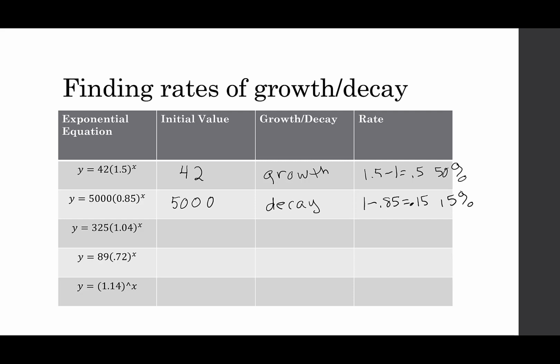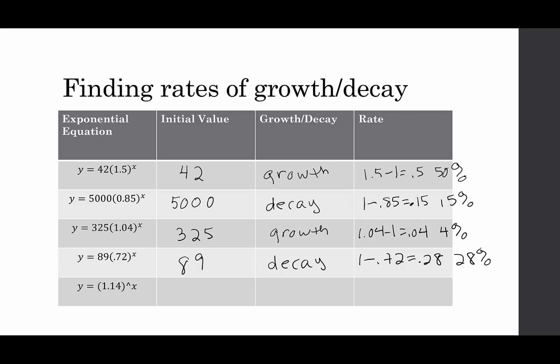The next one, y equals 325 times 1.04 to the x. We start with 325. 1.04 is bigger than 1, so that's a growth. Then to get the rate, I do 1.04 minus 1, which is 0.04, which says that's 4%. Y equals 89 times 0.72 to the x says we're starting with 89. 0.72 is less than 1, so that's a decay. And then the rate is 1 minus 0.72, which is 0.28, or 28%.